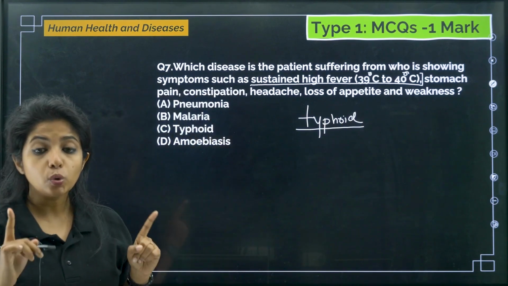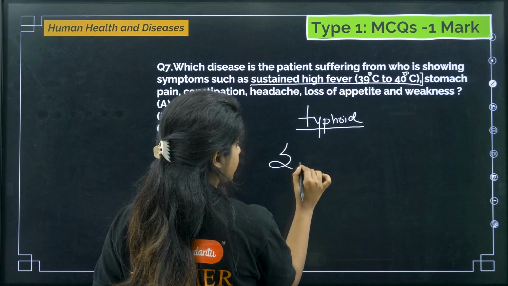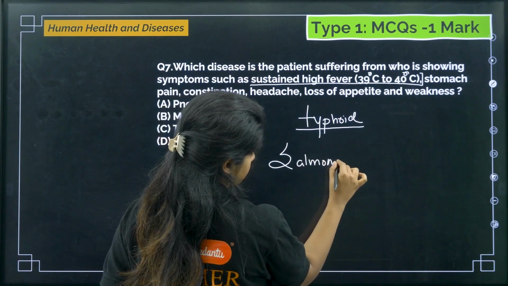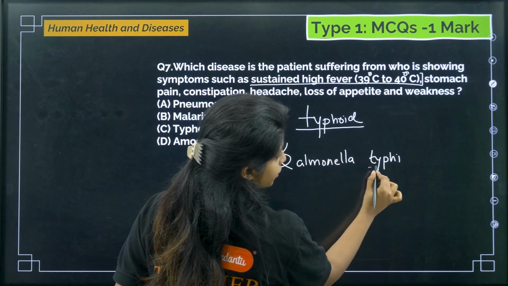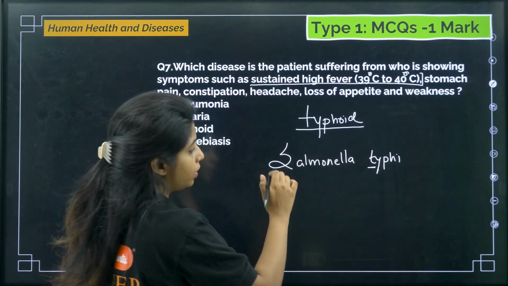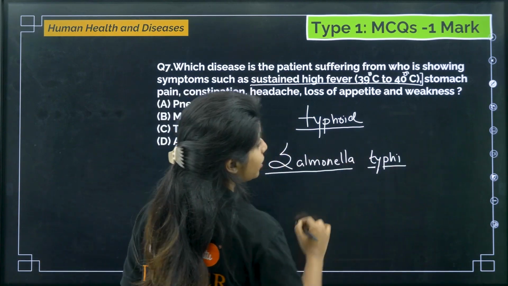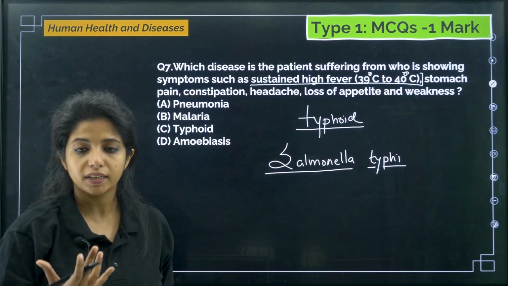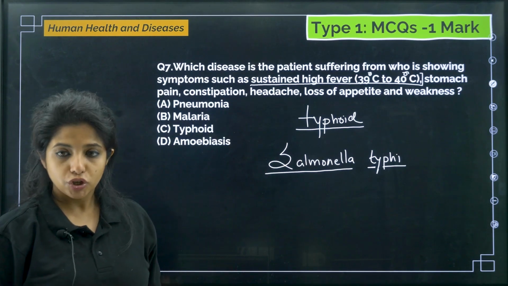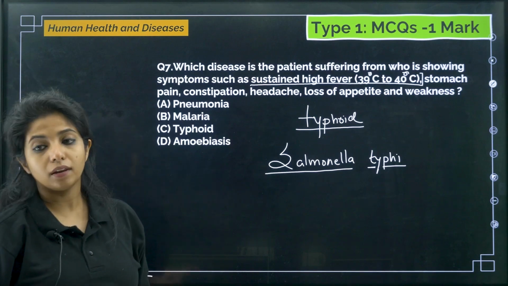What happens in typhoid? Who causes typhoid, children? It is Salmonella typhi. Please remember, write the first letter of the second term in small letters, okay? So it is Salmonella typhi which causes typhoid, and it basically affects your small intestine, which is why you get constipation, you get stomach pain and everything.